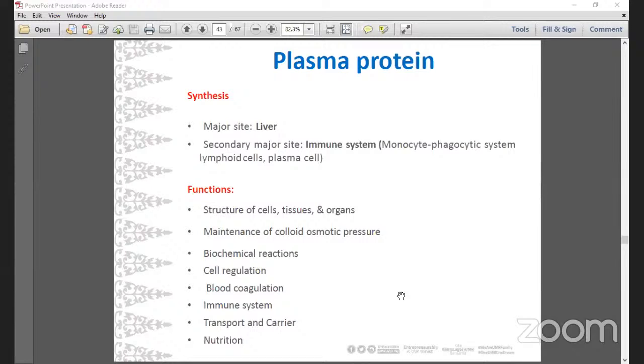It maintains the colloid osmotic pressure. Protein is very important for biochemical reactions, cell regulation, and blood coagulation, as the coagulation factors are made up of protein. It is also important for the immune system, and for transport and carrier proteins like albumin, and also serves an important function as nutrition for the animal. So, okay, that's fine.